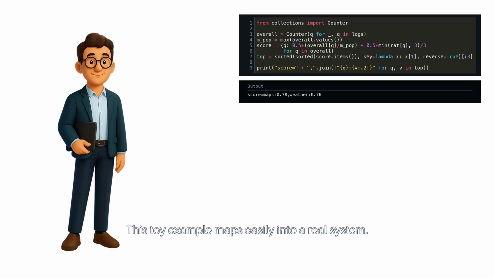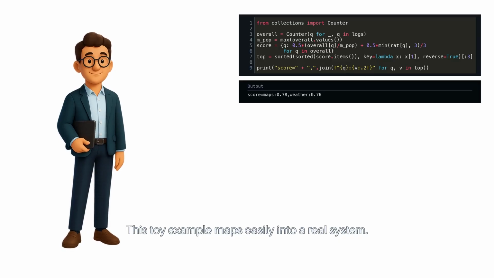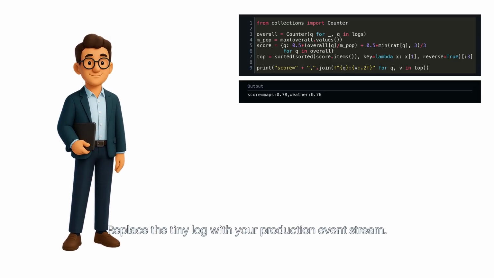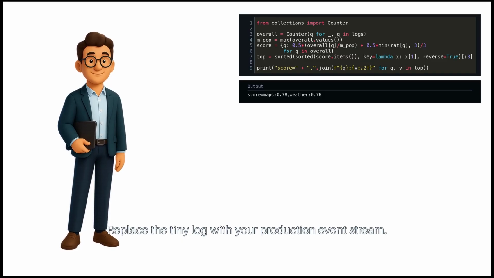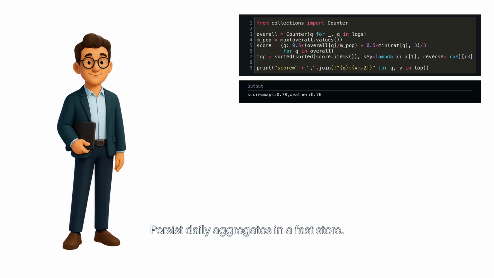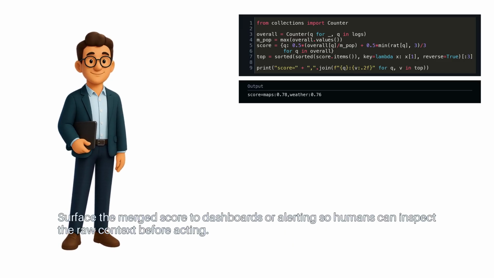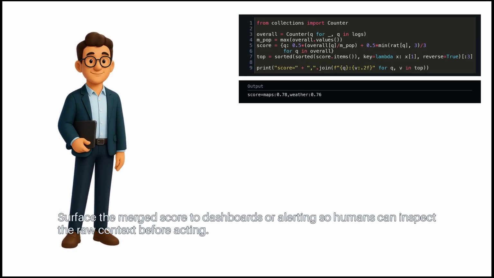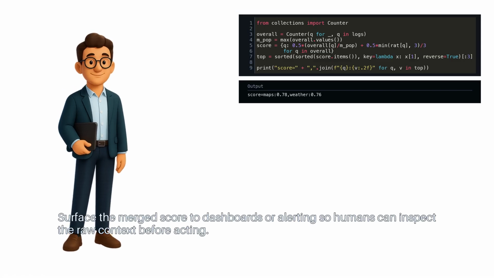This toy example maps easily into a real system. Replace the tiny log with your production event stream. Persist daily aggregates in a fast store. Surface the merged score to dashboards or alerting so humans can inspect the raw context before acting.